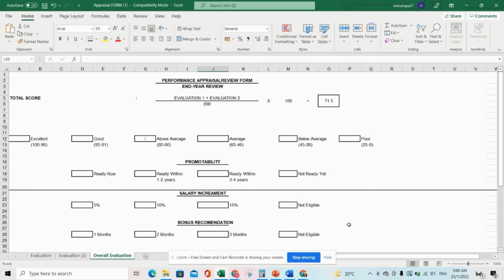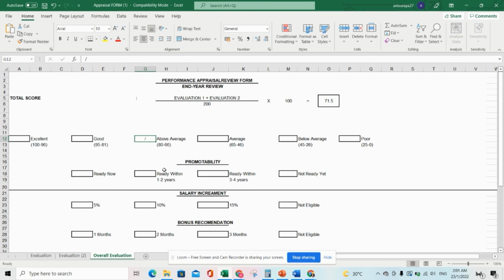If we can see here, we have put evaluation 1 plus evaluation 2 divided by 200 and times 100, so we get a total score of 71.5. The overall score for this employee is 71.5, so the grading here is above average.